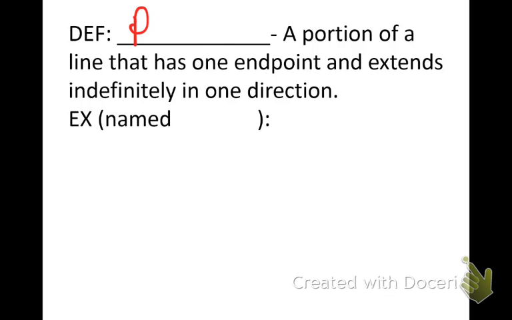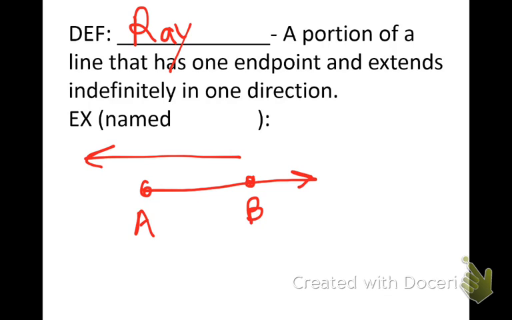A ray is a portion of a line that has one endpoint and extends infinitely in one direction. This is a picture of a ray. The order of the letters matters in a ray. I have to have the endpoint first in a ray. Ray AB is not the same as ray BA. Ray BA would be going this direction. Okay? So I would name this ray AB and put a line with an arrow on one end. That symbolizes ray.